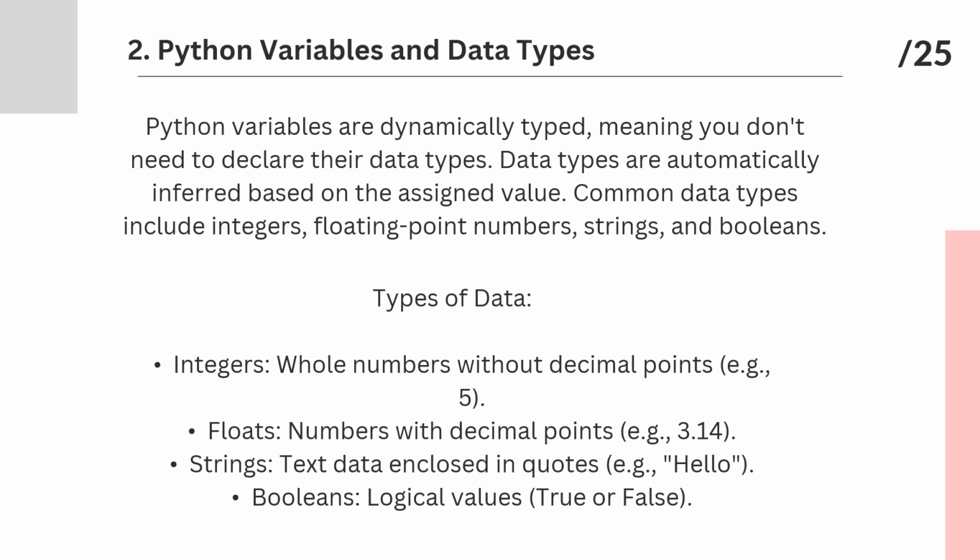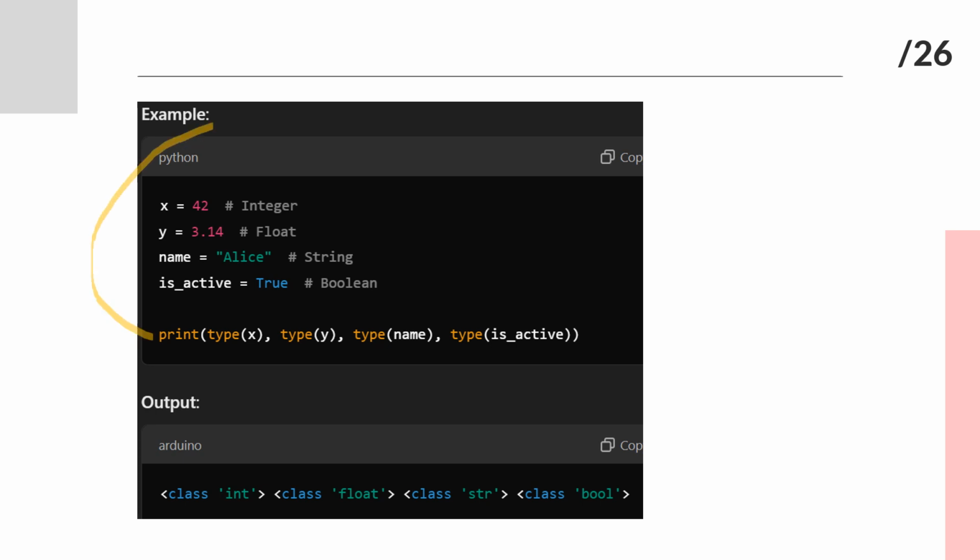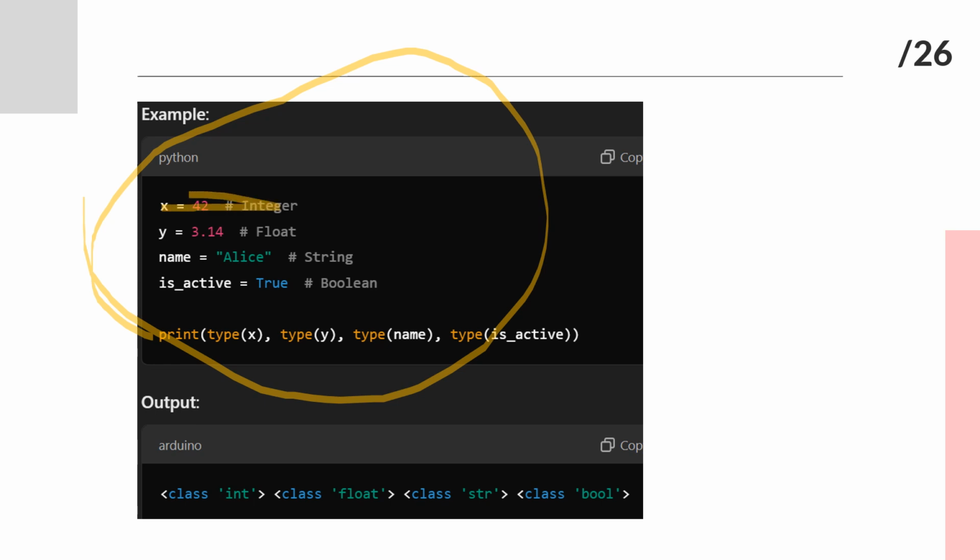Data types are integers, whole numbers without a decimal point, that is 5, and floats, numbers with decimal points, for example 3.14. Strings are text data enclosed in quotes, that is "hello", and booleans are logical values, true and false. So this is the basic code of using all of this. This is a variable, this is a float, and this is an example of a string. This is a boolean. So this is the output of this code.